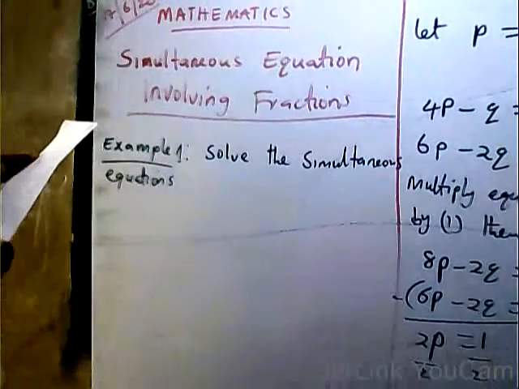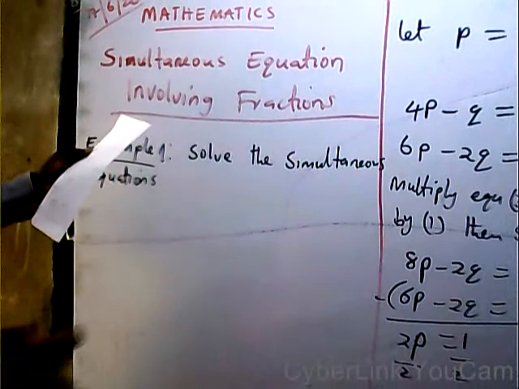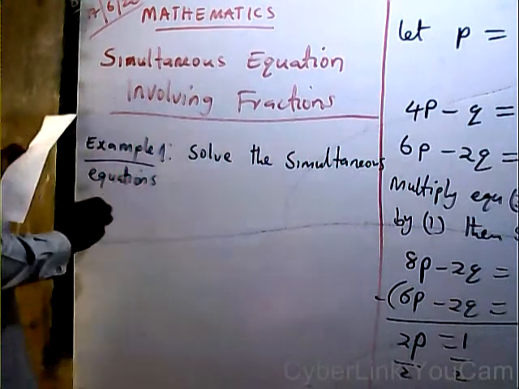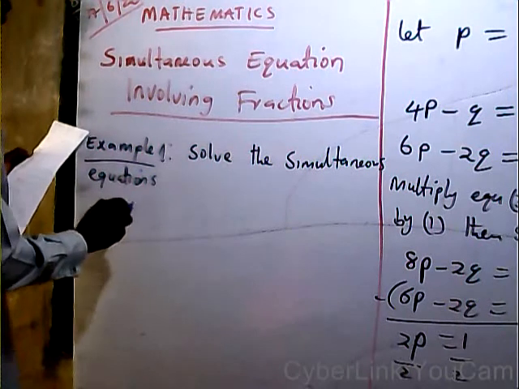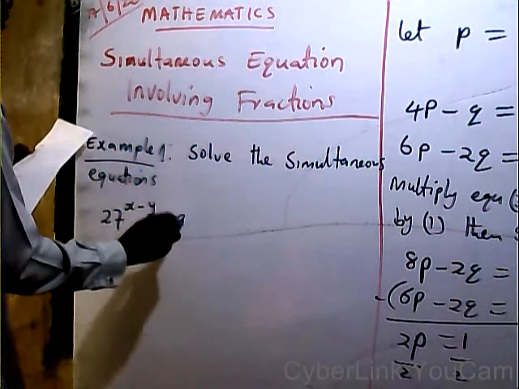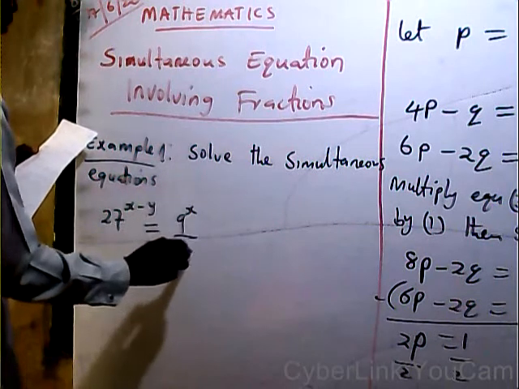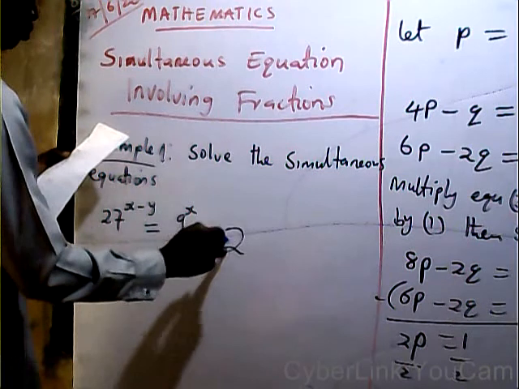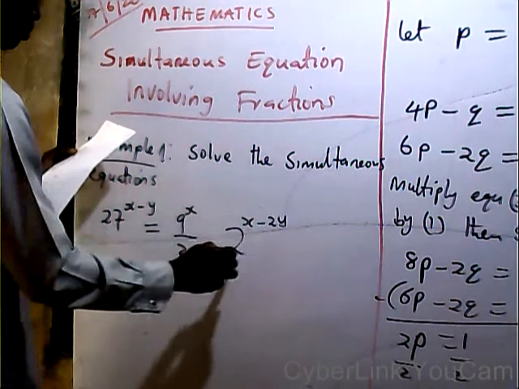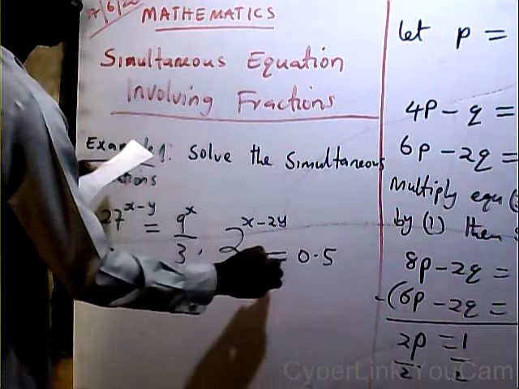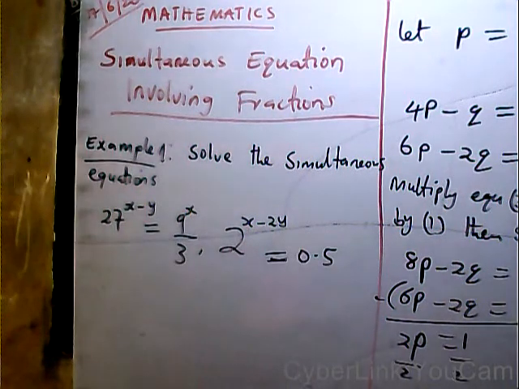We have to solve the simultaneous equation: 27 raised to power x minus y is equal to 9 raised to power x all over 3, and 2 raised to power x minus 2y is equal to 0.5. So we have to solve this. If you like, this one is also a simultaneous equation, but it is given in index form. So you can still have a problem in that way. And if you have that, then we are going to apply your knowledge of indices.